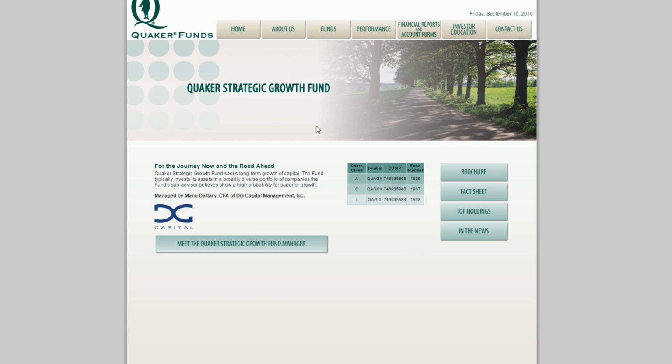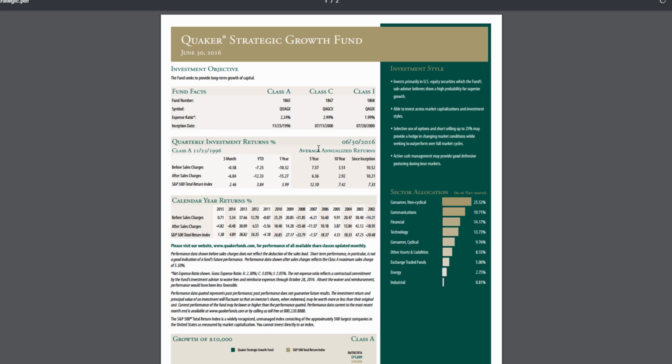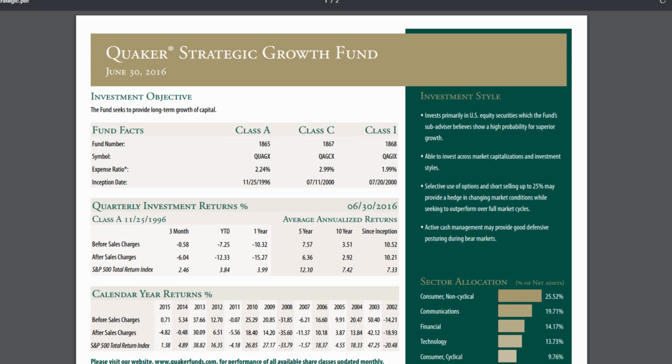A lot of times you might go to a brochure or a fact sheet. Brochures are all just sales, sales, sales, so I like to go quickly to a fact sheet. But even fact sheets can be a little misleading, so you just got to be aware of that as well. So here we are in the Quaker Strategic Growth Fund. You can see they have different classes of shares, Class A, C, and I.